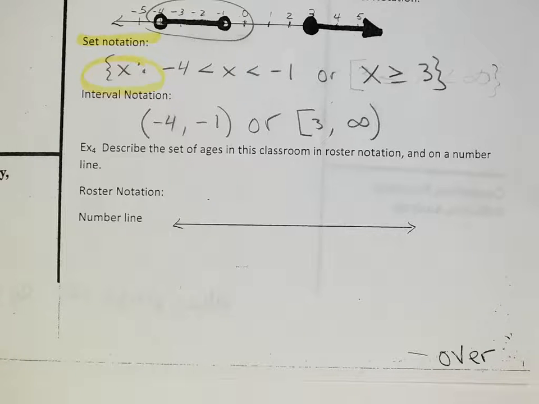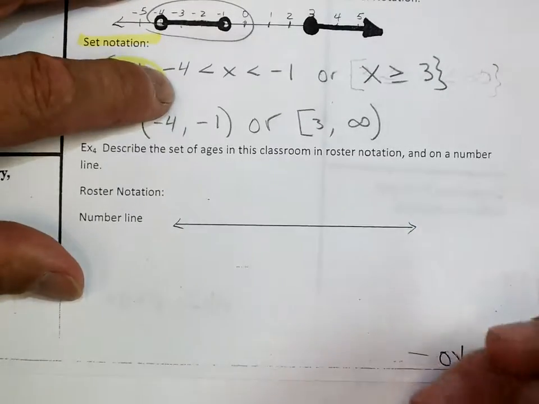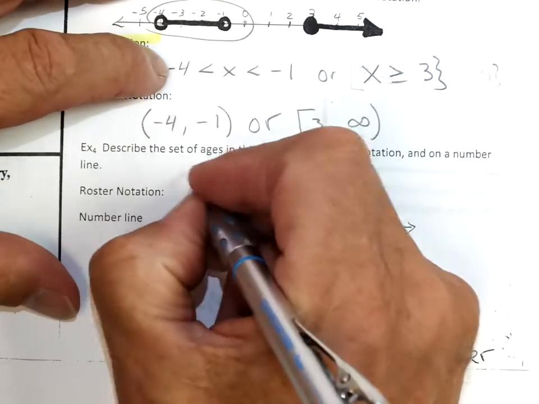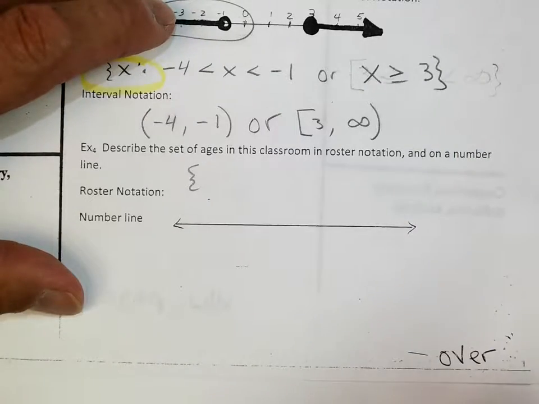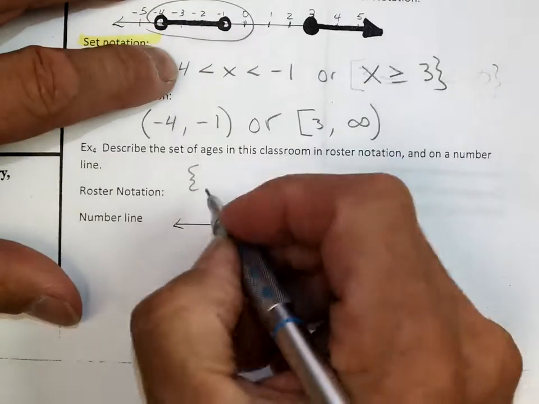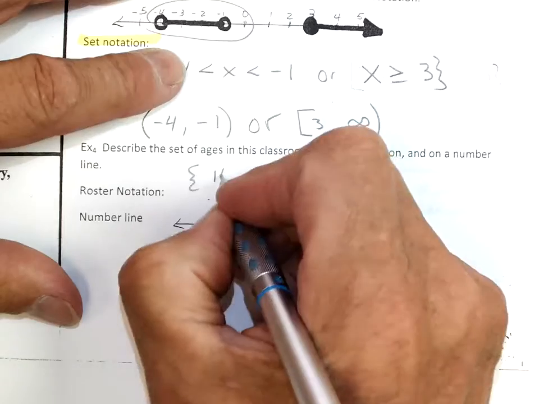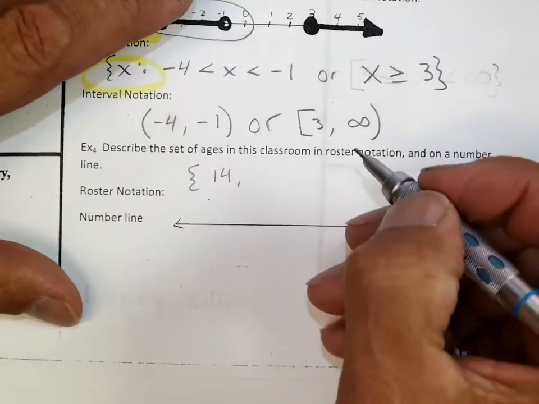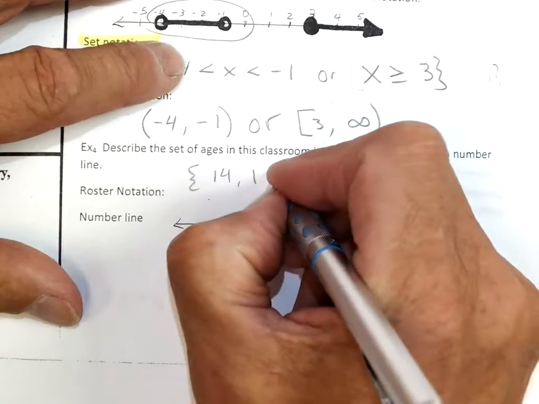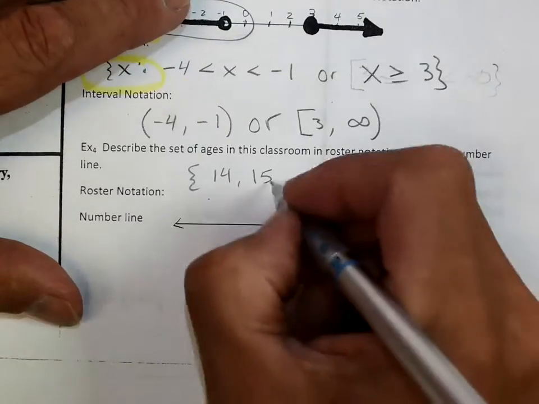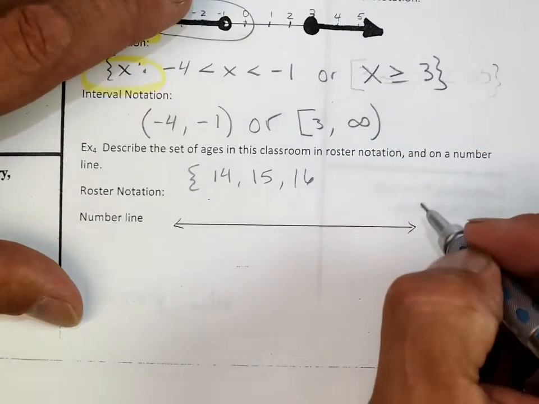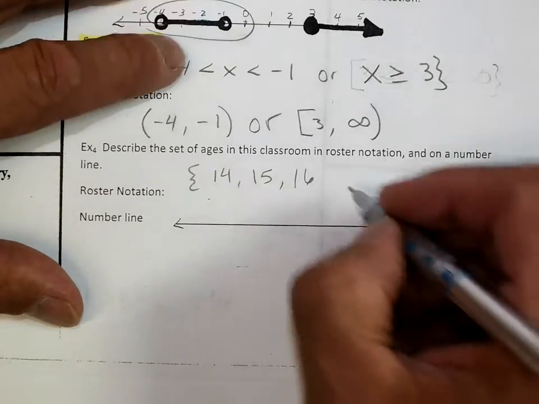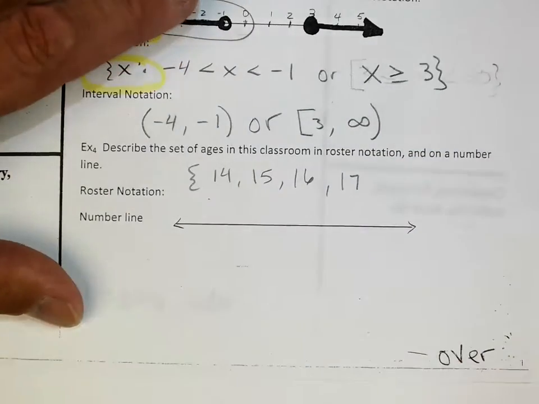Okay. Roster notation, all right? Describe the set of ages in this classroom. So if it's roster notation, we go set. Let's see. Is anybody 14? Okay, we got 14. Nobody's 13, though, right? 14. 15, of course. We've got to have somebody in here 15. They're all getting their pictures taken, right? 16, yep. 17. I know we got some 17, yeah. 18.